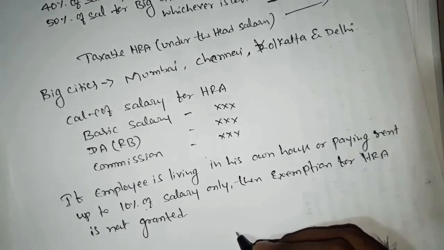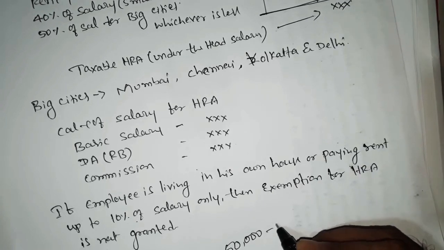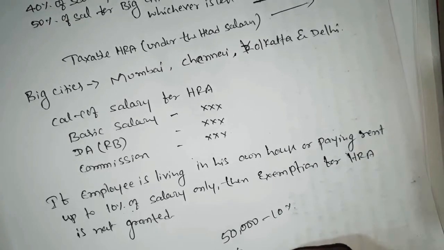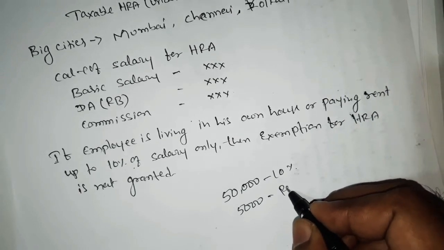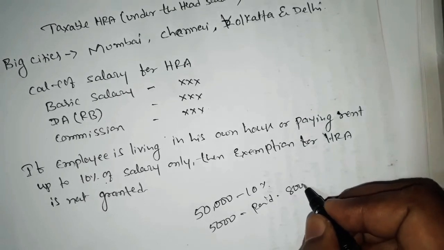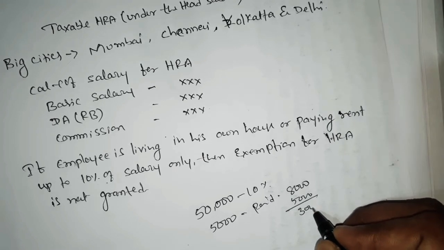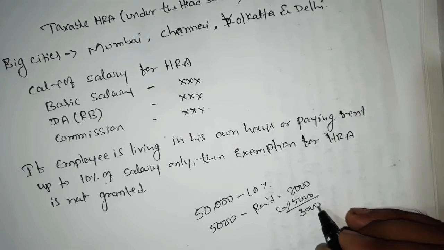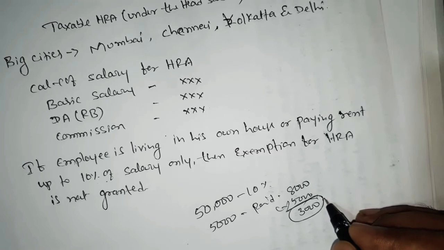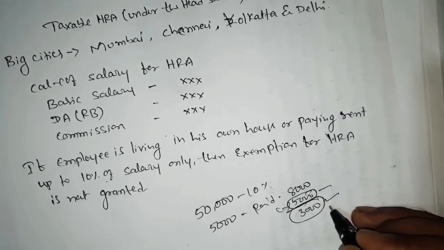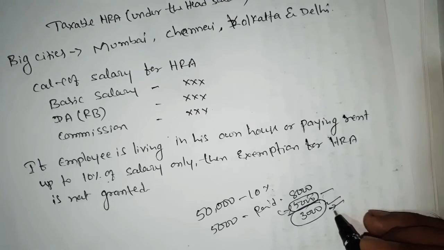If he is taking a salary of 50,000, 10 percent of 50,000 is 5,000. If he pays rent of 8,000, the extra 3,000 is not considered for exemption. The extra 3,000 is going to be taxable. Only 5,000 is exempted, and the further 3,000 is taxable. Keep it in your mind.